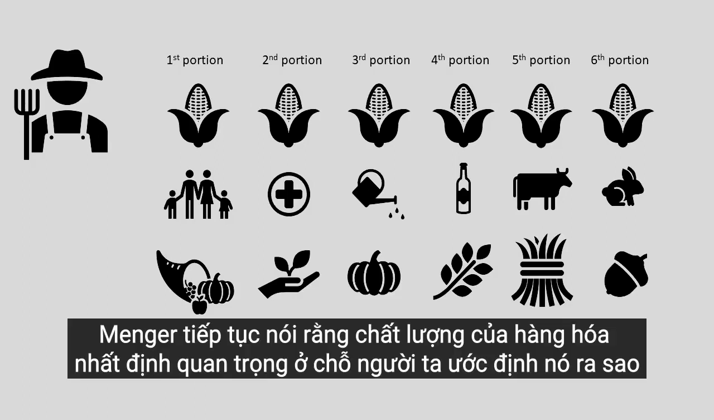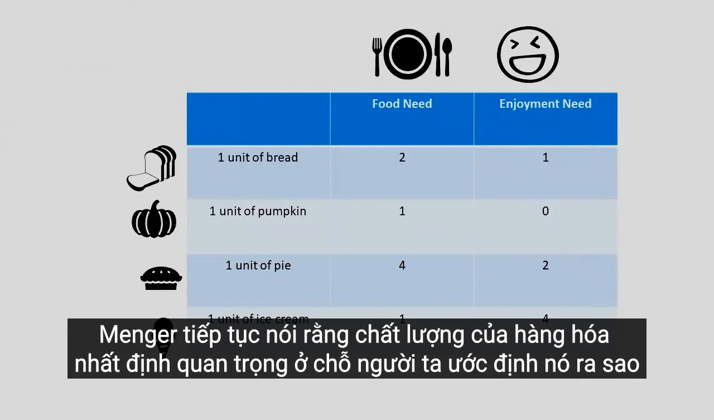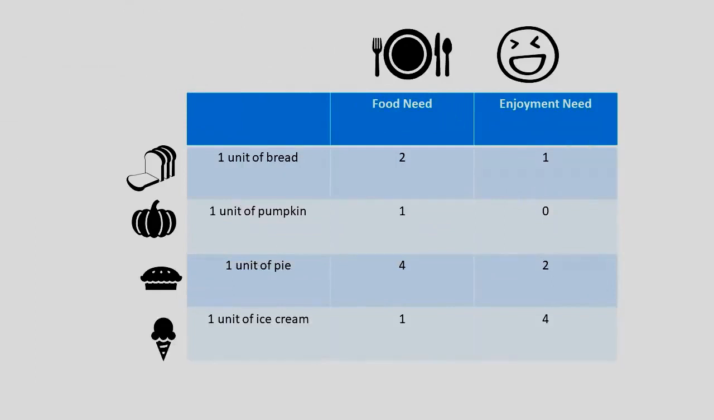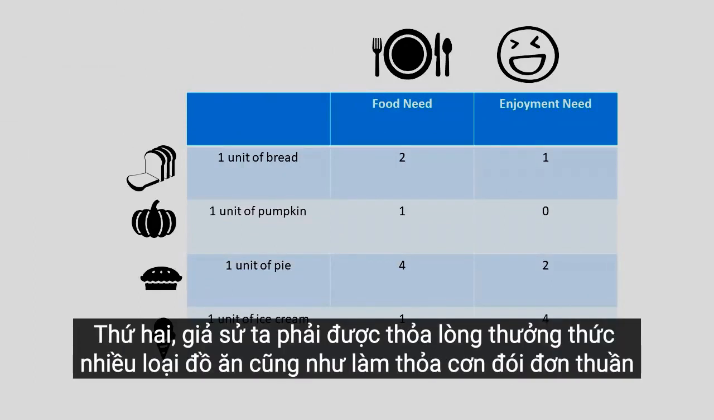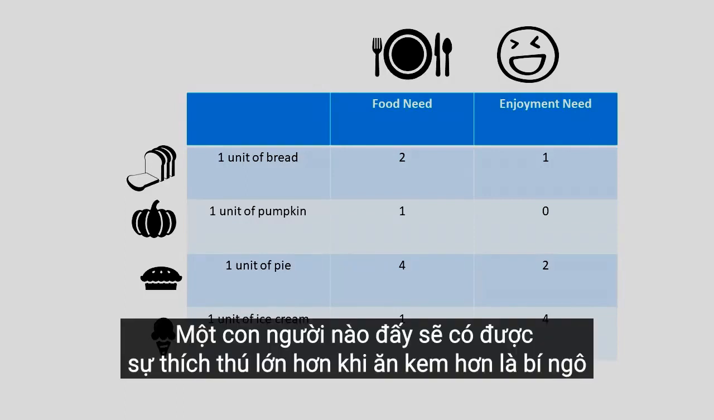Menger does go on to say that the qualities of particular goods do matter in how people value them, but there is usually some secondary need being satisfied. For example, if we take 4 different types of food, as well as satisfying the basic need for hunger, they may also satisfy a secondary need for enjoyment. This particular person gets greater enjoyment from eating ice cream than from eating pumpkin.